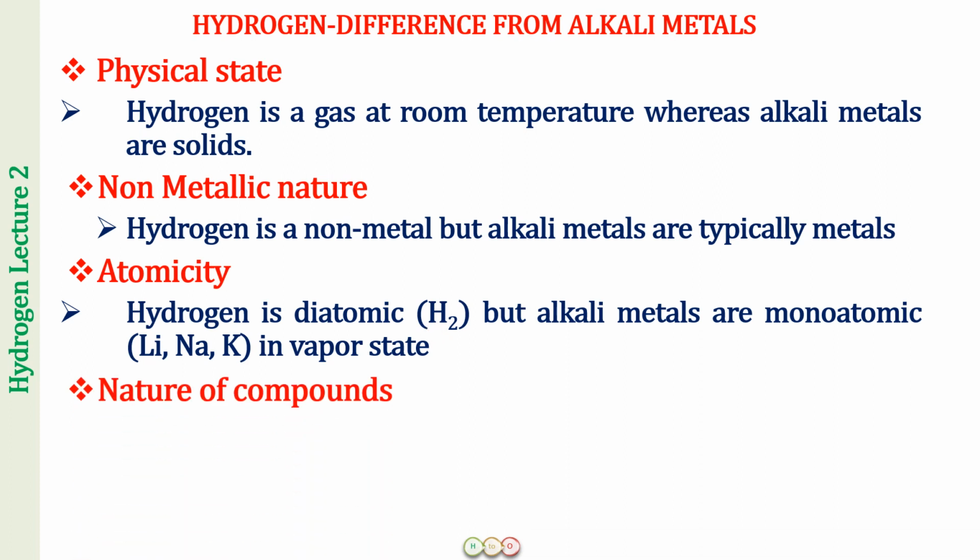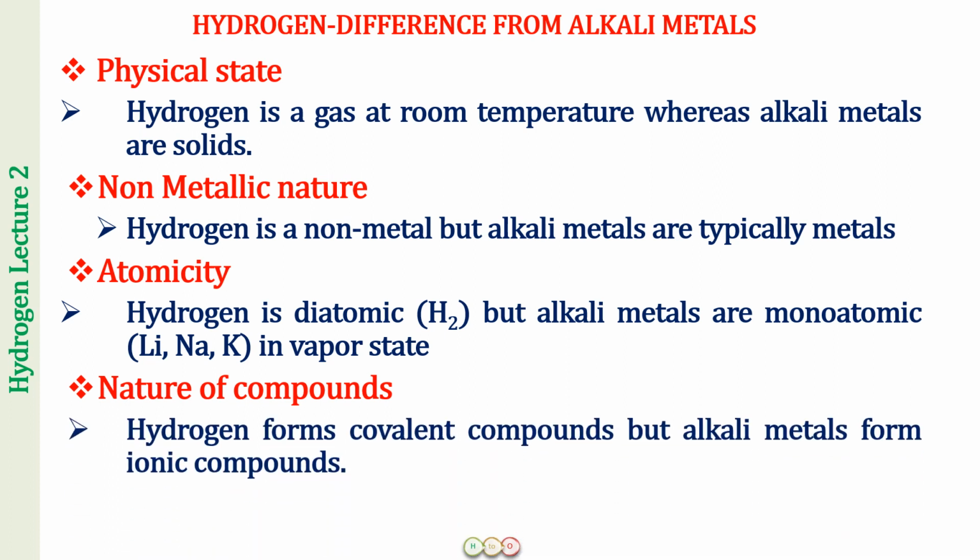Fine. The next we have is the nature of compounds, which is different. If we look at the compounds of hydrogen, hydrogen generally forms covalent compounds, whereas alkali metals form ionic compounds.